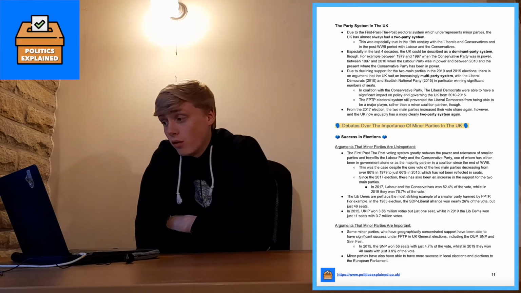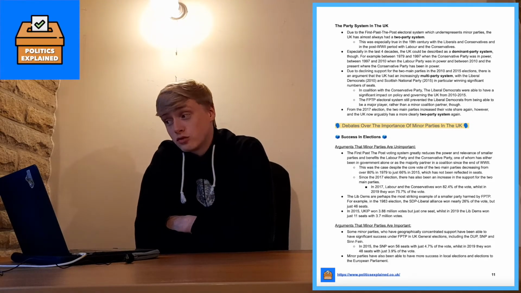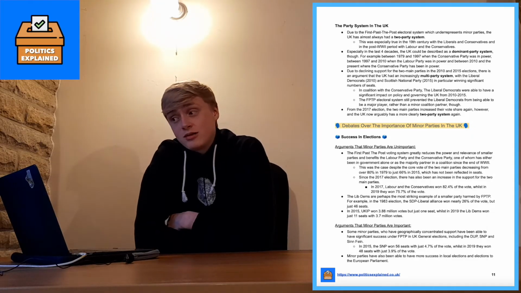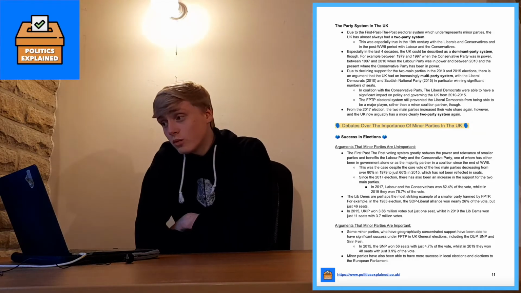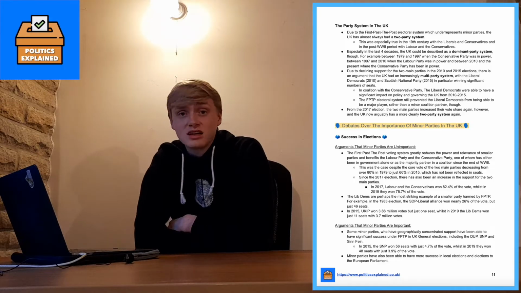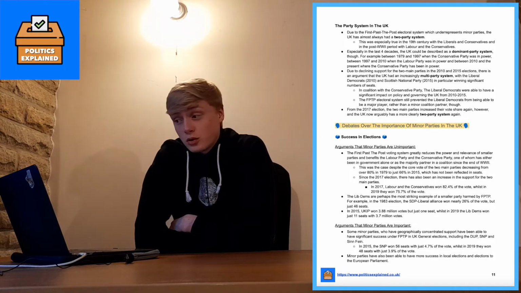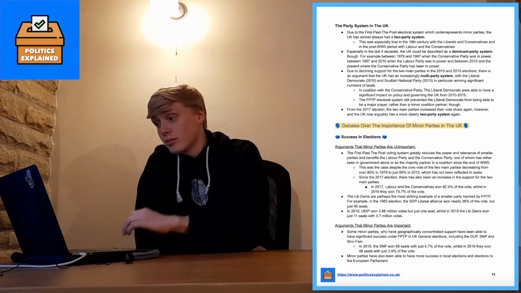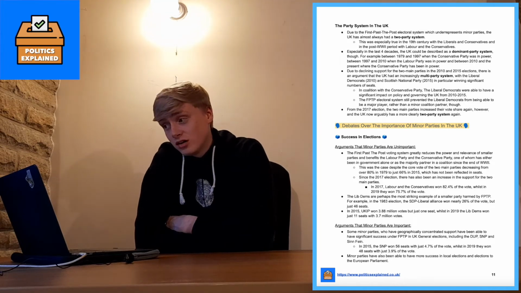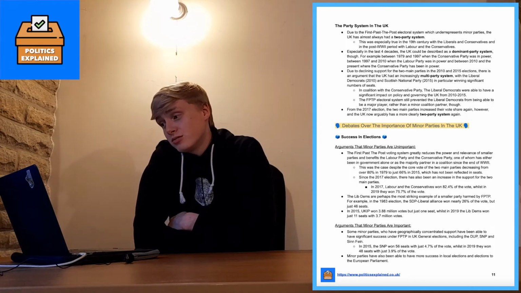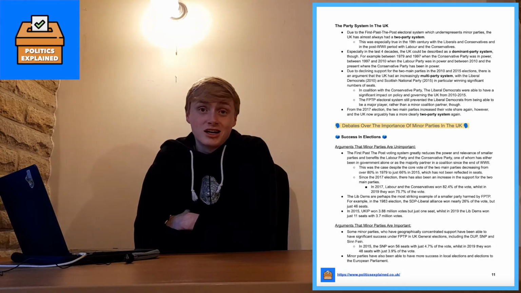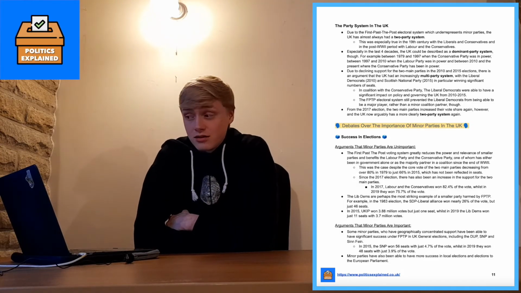Due to the declining support for the 2 main parties in the 2010 and 2015 elections, there is an argument, and especially at the time, there was a key argument that the UK was an increasingly multi-party system, with the Liberal Democrats and SNP in particular winning significant numbers of seats and significant numbers of votes as well. In coalition with the Tory party, the Lib Dems were able to have a significant impact on policy and governing the UK from 2010 to 2015, but the first past the post electoral system still prevented the Lib Dems from being a major player rather than just a minor coalition partner, despite getting 23% of the vote.